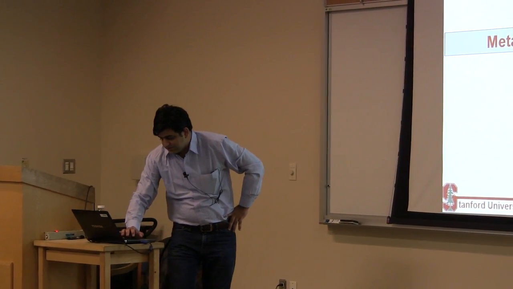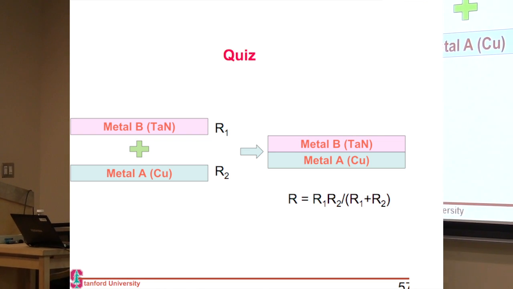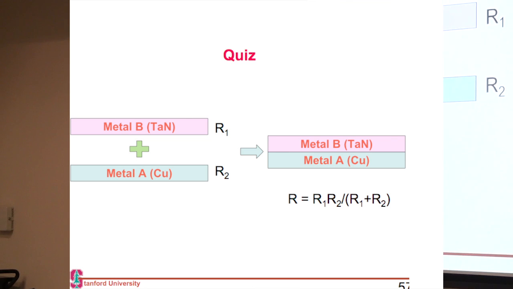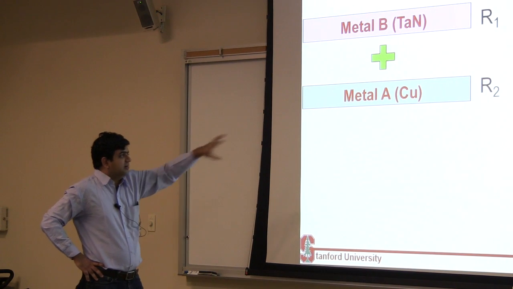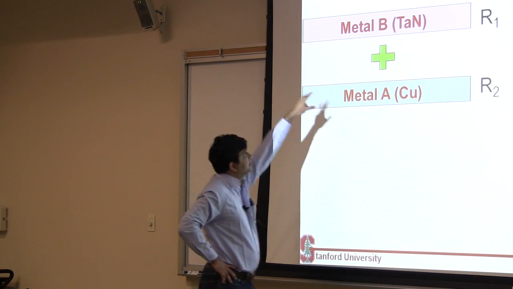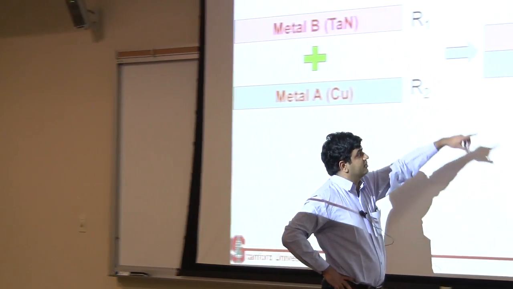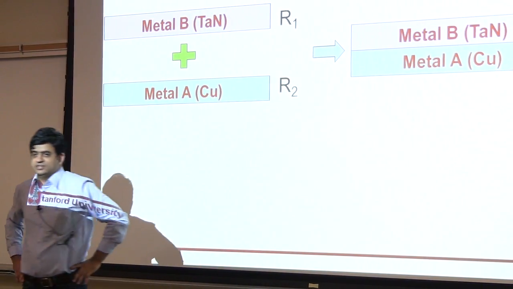Another interesting thing: the interface between two metals. Let's say this is a question I want to pose. If I have a metal, say copper, with a resistance of say R2, and I have this barrier on top, say tantalum nitride, with a resistance of R1, what happens if I put that tantalum nitride on top of my copper? What is the overall resistivity of this combined stack?